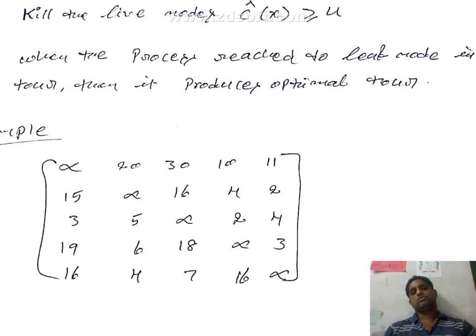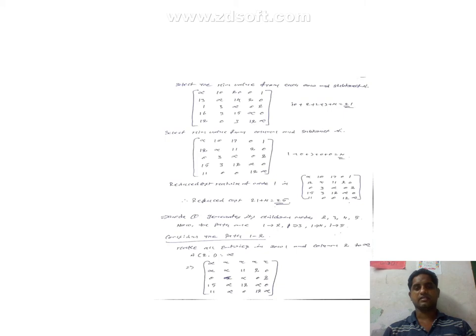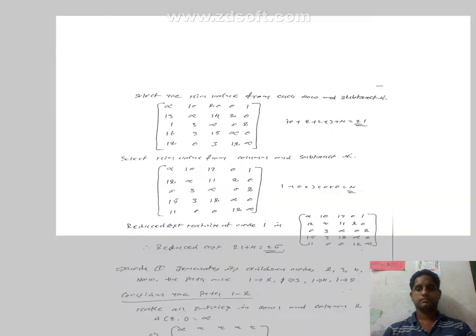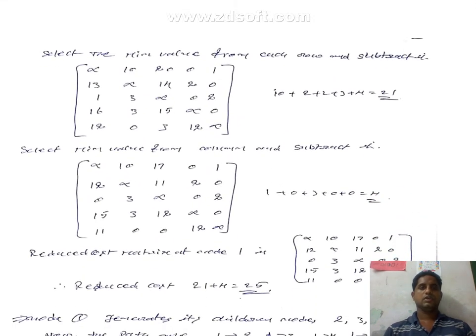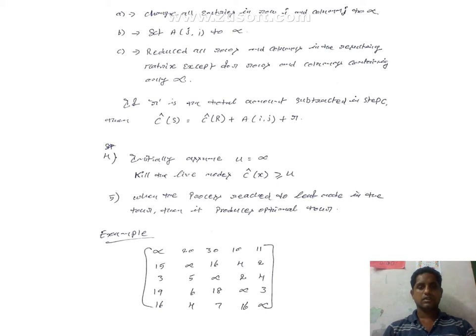The matrix is: infinity, 20, 30, 10, 11; 15, infinity, 16, 4, 2; 3, 5, infinity, 2, 4; and so on. First of all, we have to write the matrix. First, select the minimum value from each row and subtract. The minimum of the rows is 10, here 2, here 3, here 3, here 4.